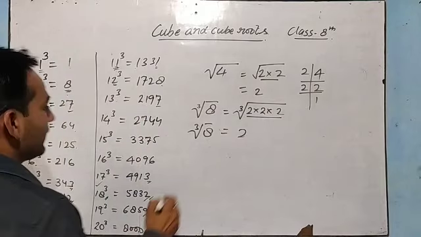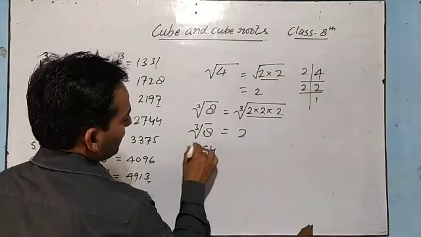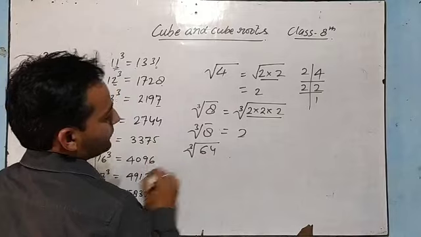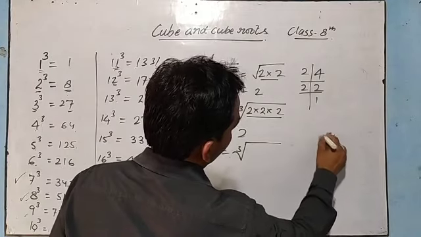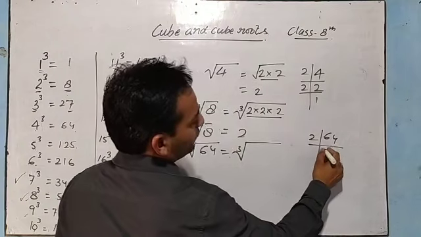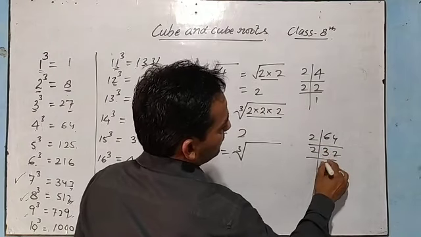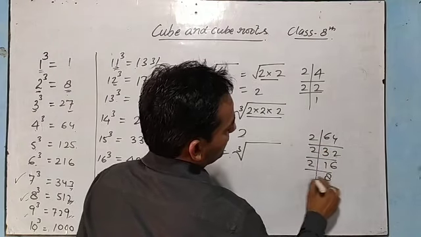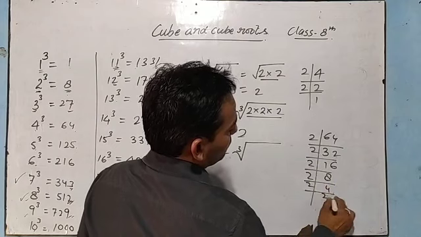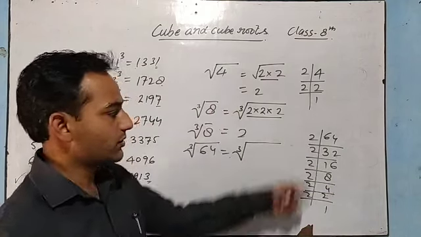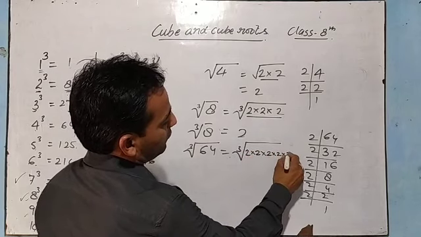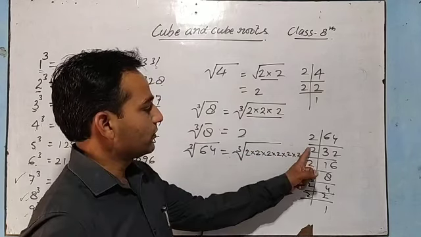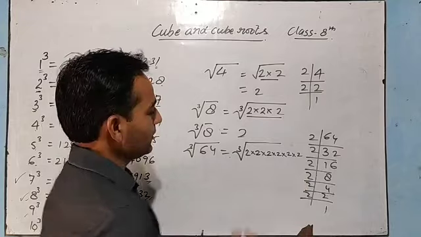Just like that we can write 64. We have to find the cube root of 64. So we will prime factorize the 64 here. 2 3s are 6, 2 2s are 4, 2 1s are 2, 2 6s are, 2 8s are, 2 4s are, 2 2s are, and 2 1s are 2. So listen now. 2 multiplied by 2 multiplied by 2 multiplied by 2 multiplied by 2 multiplied by 2. 1, 2, 3, 4, 5, 6 2s are there.